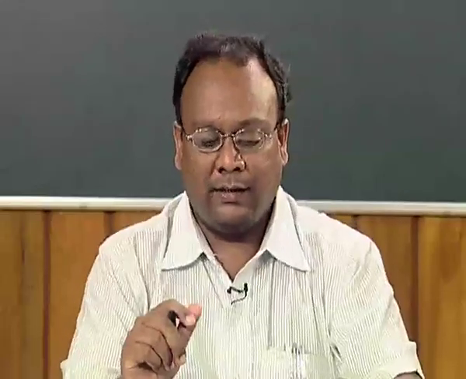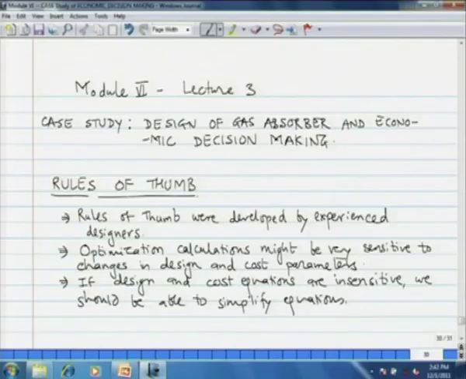Welcome. We are in the third lecture of this module of case study of design of a gas absorber and economic decision making for the design. We have already seen the synthesis of flow sheet, then we saw the process alternatives, then in the last lecture we tried to design the main unit of the absorber, that is the absorber column itself, using some simplified equation.